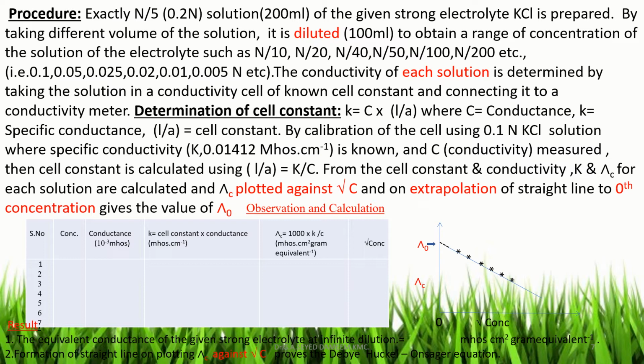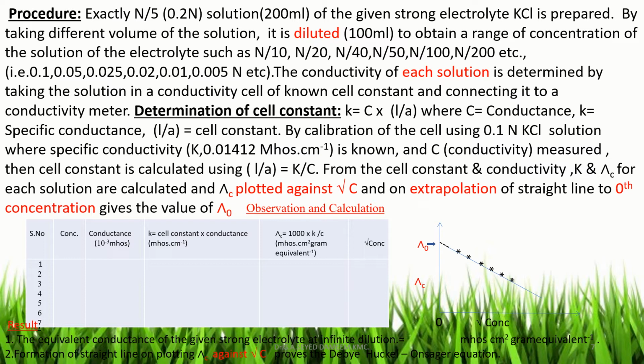For that, about 50 ml of this solution is taken in a beaker, and the conductivity cell is dipped after washing and rinsing with distilled water and connected to the conductivity meter, and the conductance of these solutions is determined or measured.